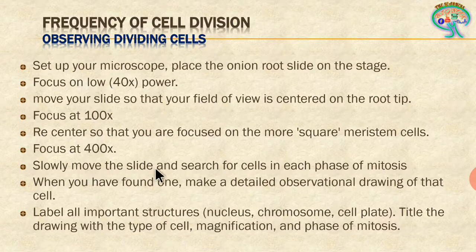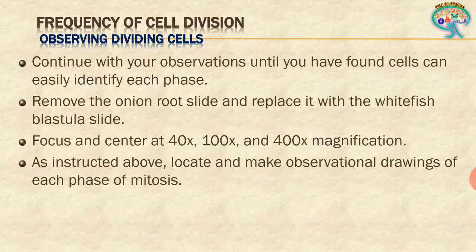Slowly we are going to move the slide and search for cells in each phase of mitosis. When we find the cells in the stages, we are going to do an observational drawing of that cell, and further we are going to label the important structures of the cell within the mitosis stages. Like this we are going to observe dividing cells both in onion root tip and in the whitefish blastula slides. Next slide.